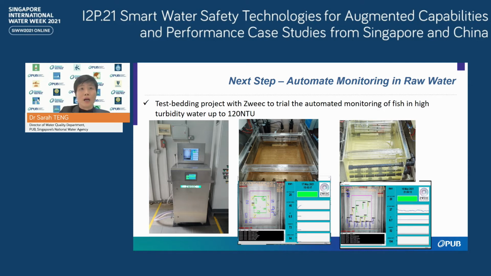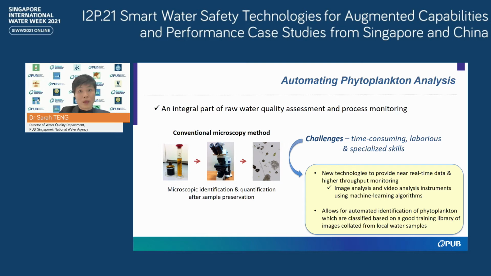Next slide, please. Another system that I talked about earlier is an automated platform for phytoplankton analysis. Traditionally, this phytoplankton analysis is done by collecting water samples, both raw water and treated water, which are sent to the lab, where we concentrate and preserve them before they are manually checked under the microscope. So we need skilled operators, trained analysts, to identify the diverse species of phytoplankton as well as to manually count. This process, again, is laborious and time-consuming.